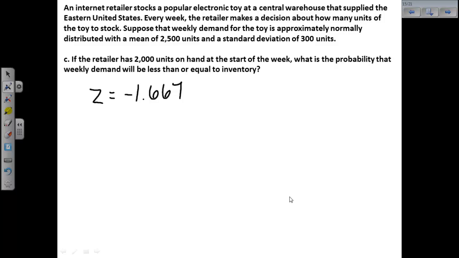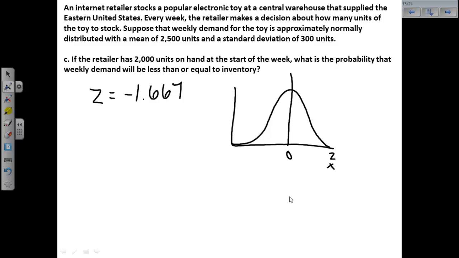So we could go to the unit normal table and look for the proportion in the tail, because we're thinking that demand is going to be less than the inventory. So here's our z and our x value. Still looking for 2,000, negative 1.67 if we round it to match the table. But now we're looking at a tail less than or equal to the inventory.